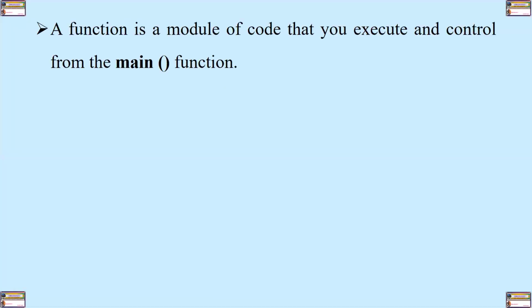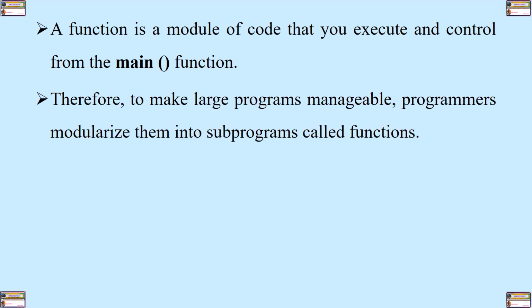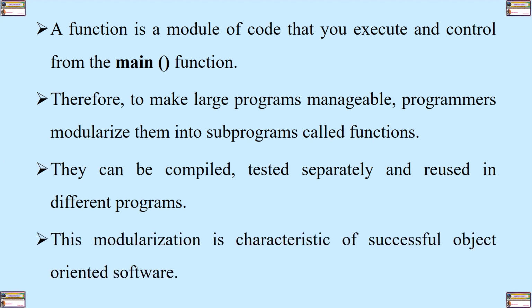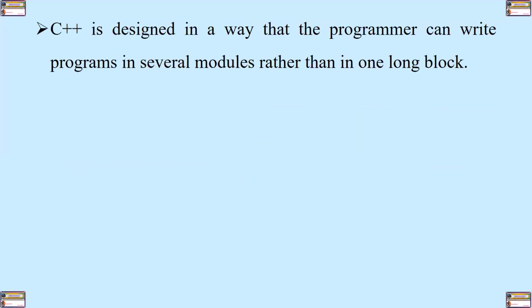What is a function? A function is a module of code that you execute and control from the main function. Therefore, to make large programs manageable, programmers modularize them into subprograms, which we call functions. They can be compiled, tested separately, and reused in different programs. This modularization is characteristic of successful object-oriented software.